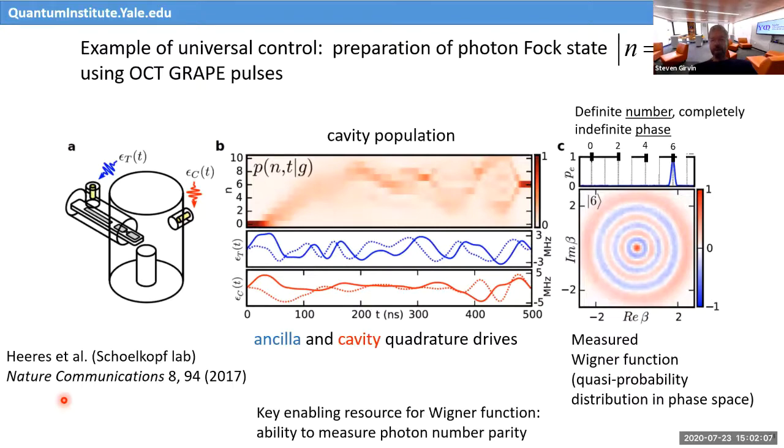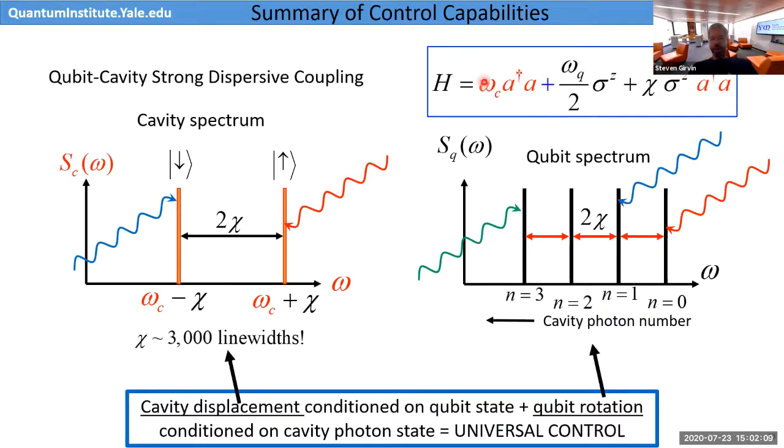So you can apply a drive to the cavity, which couples to A plus A dagger, couples to the electric field, to the coordinate of the oscillator.